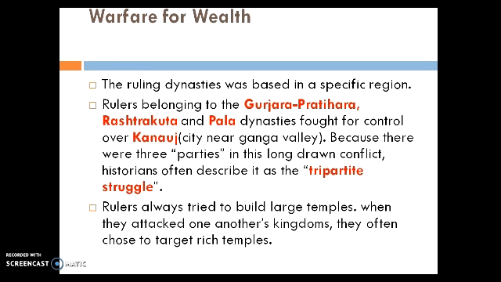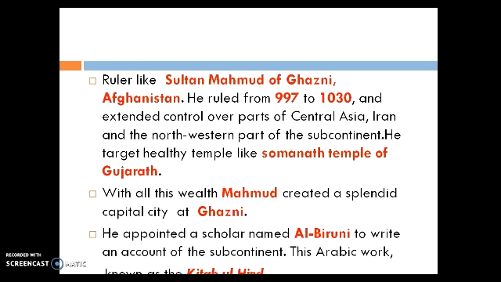Always the rulers try to build large temples. Also, when a kingdom tries to attack another kingdom, they always first target a rich temple so that they can get more wealth. For example, a ruler like Sultan Mahmud of Ghazni, in Afghanistan, extended his control over almost all parts of Central Asia, Iran and the northwestern parts. He targeted wealthy temples like the Somnath temple of Gujarat.